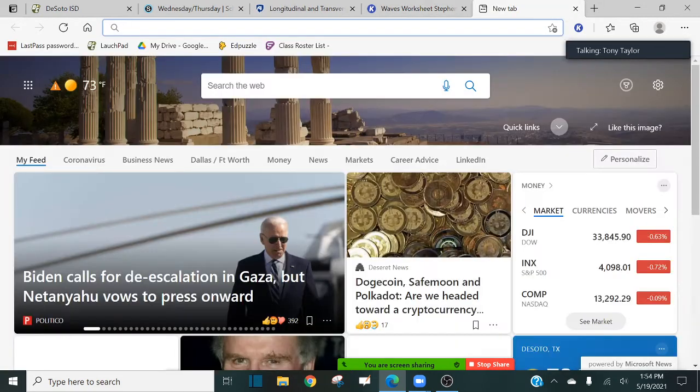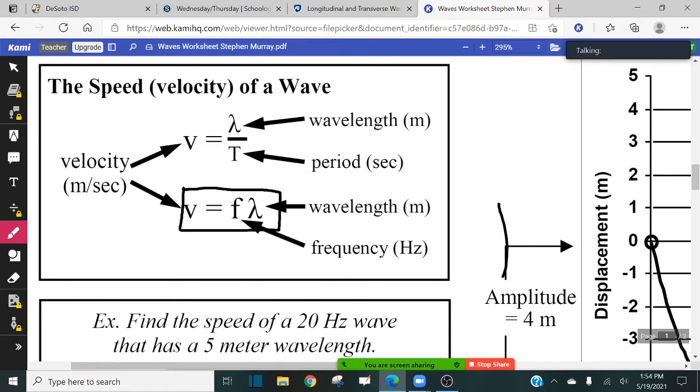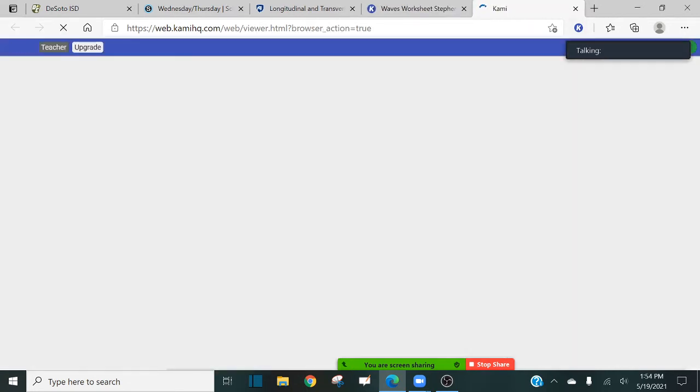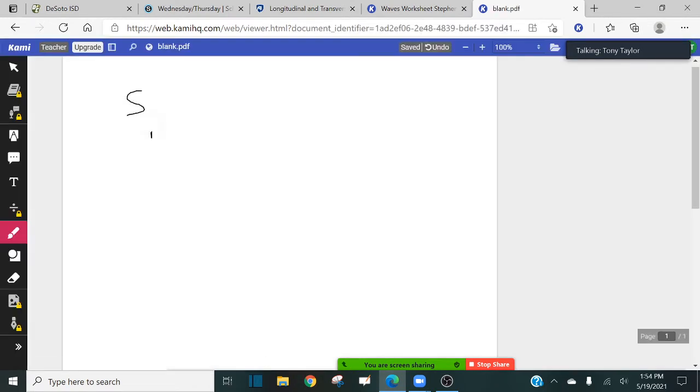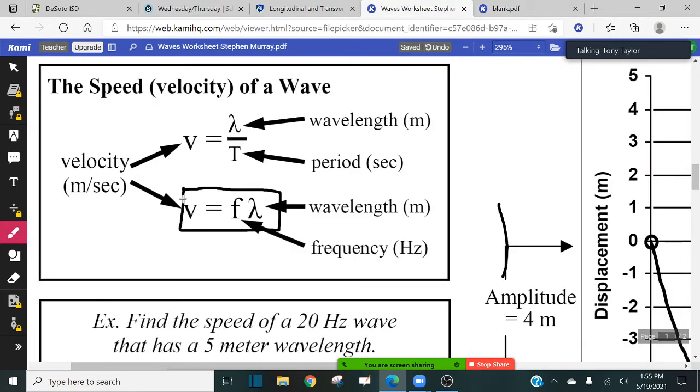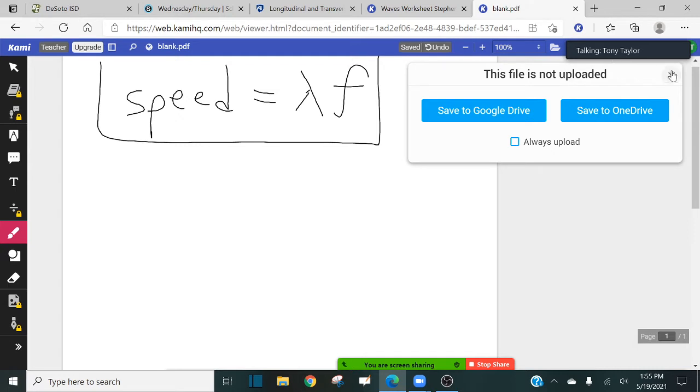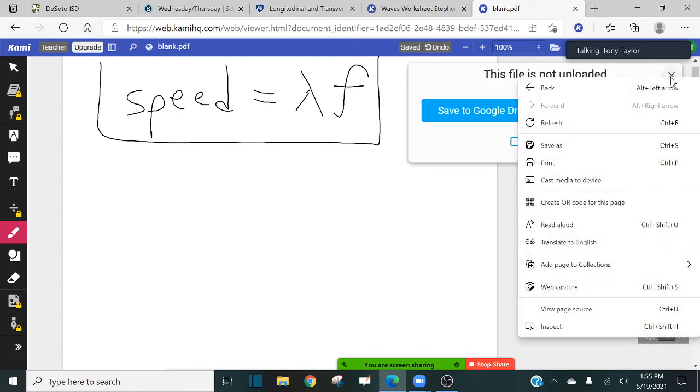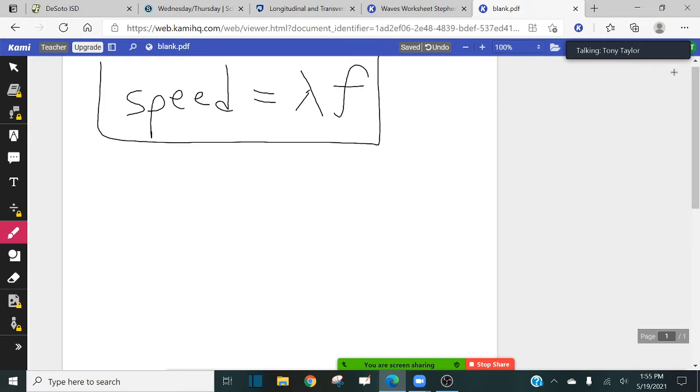Sometimes you'll see some textbooks write this equation like this. That says the speed of a wave is equal to wavelength times frequency. Right, so mathematically, speed and velocity mean the same thing. So you'll see velocity equals frequency times wavelength, or you'll see it written like this, speed is equal to wavelength times frequency. Again, same thing. They mean the same thing. Okay. And you guys are going to use this equation anytime you're calculating the speed of a wave.